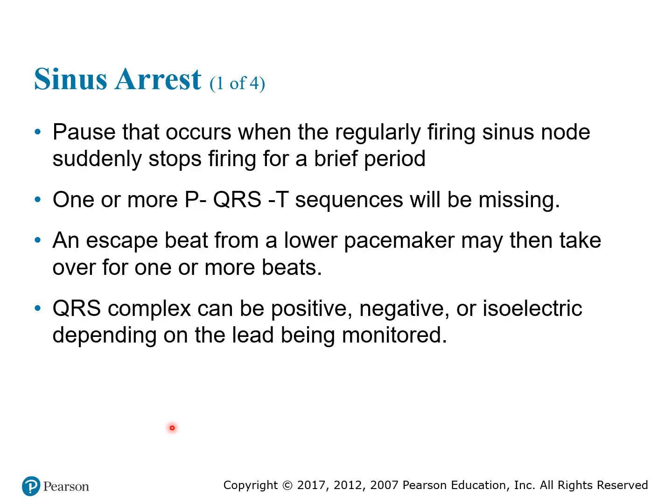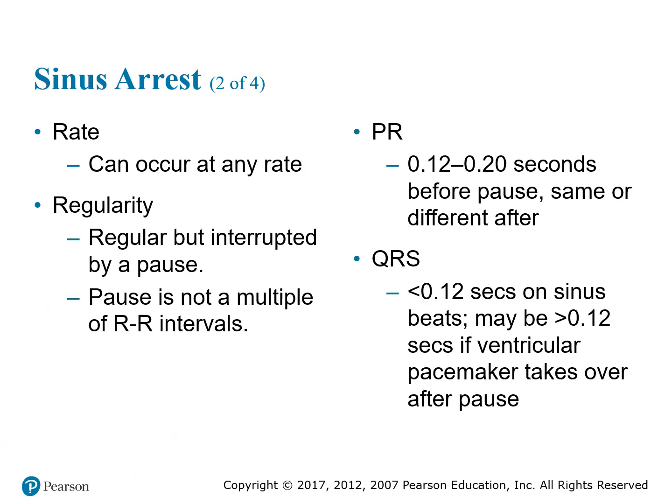One or more P, QRS, T sequences will be missed. You have your P, QRS, and T, and then you'll be putting along like normal, and then all of a sudden, poof, it stops for a second or two, and it comes back. With this, you may get an escape beat from the lower pacemaker, which may take over. Your QRS complexes will be positive or negative, depending on whatever the normal monitor would be.